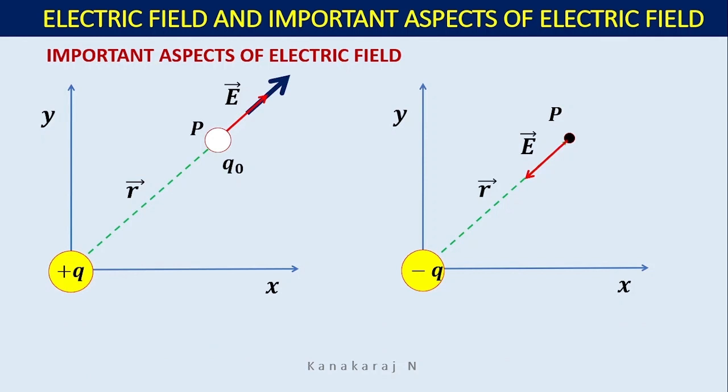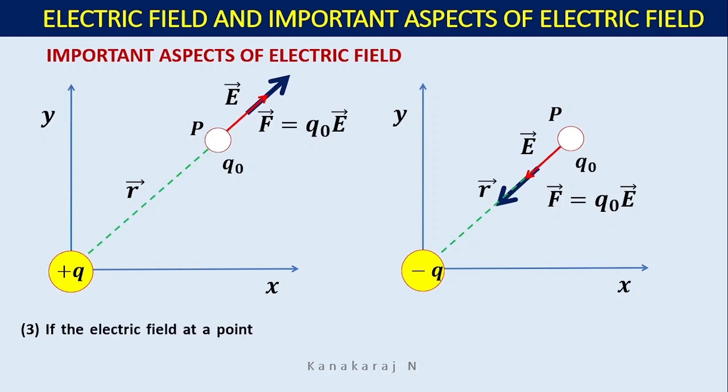Now, what is the direction of force experienced by Q naught? It is shown in the diagram for plus Q and minus Q. Let us first do it for plus Q. F vector equals Q naught times E vector. It is another formula of Coulomb's law. For negative charge, the direction of force is towards the negative charge. F vector equals Q naught E vector.